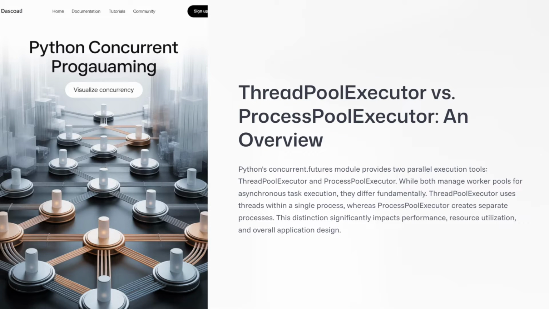In this video we are going to look at the ThreadPoolExecutor versus the ProcessPoolExecutor. Python's concurrent.futures module provides two parallel execution tools: the ThreadPoolExecutor and the ProcessPoolExecutor. While both of them manage worker pools for asynchronous task execution, they differ fundamentally. The ThreadPoolExecutor uses threads within a single process, whereas the ProcessPoolExecutor creates separate processes, and this distinction significantly impacts performance, resource utilization, and overall application design.